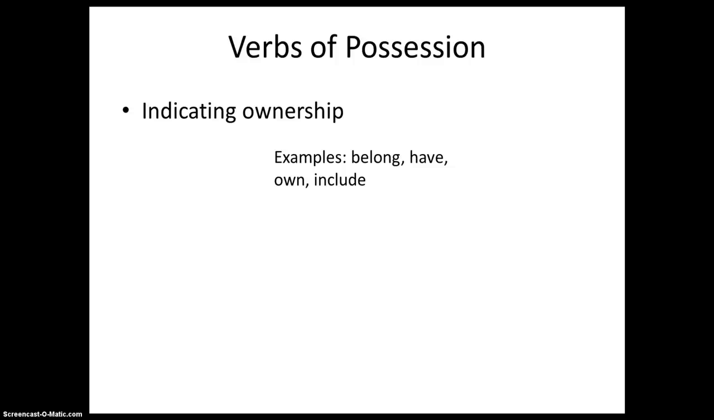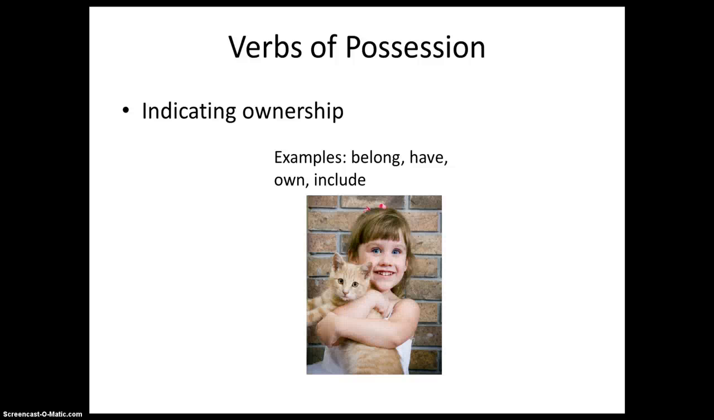Let's look at an example. We have a girl here. Basically, the little girl has a cat. The idea of ownership. And the cat belongs to the little girl. So these words are verbs of possession.